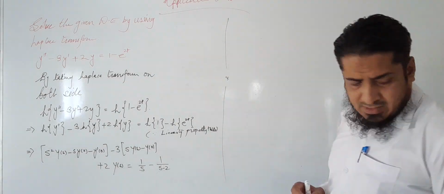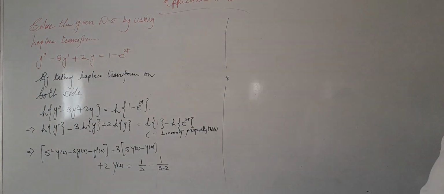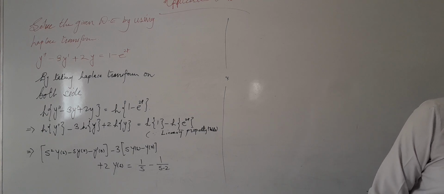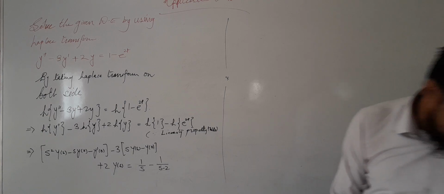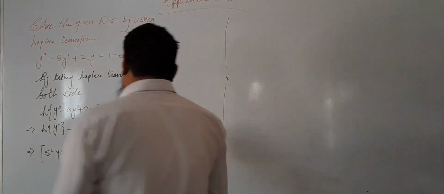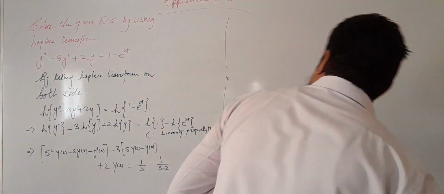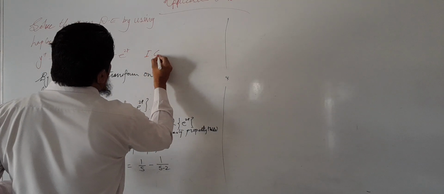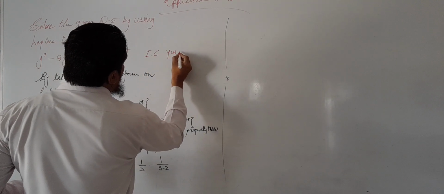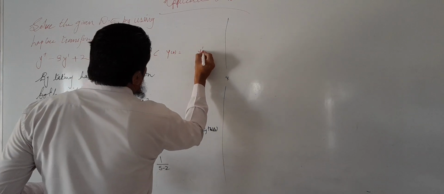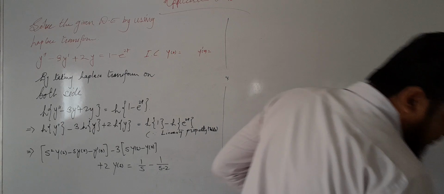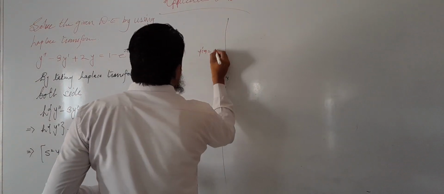Now, I missed something in the question, and that is the initial conditions. The initial conditions are given as follows: y of 0 is equal to 1 and y dash of 0 is equal to 0.